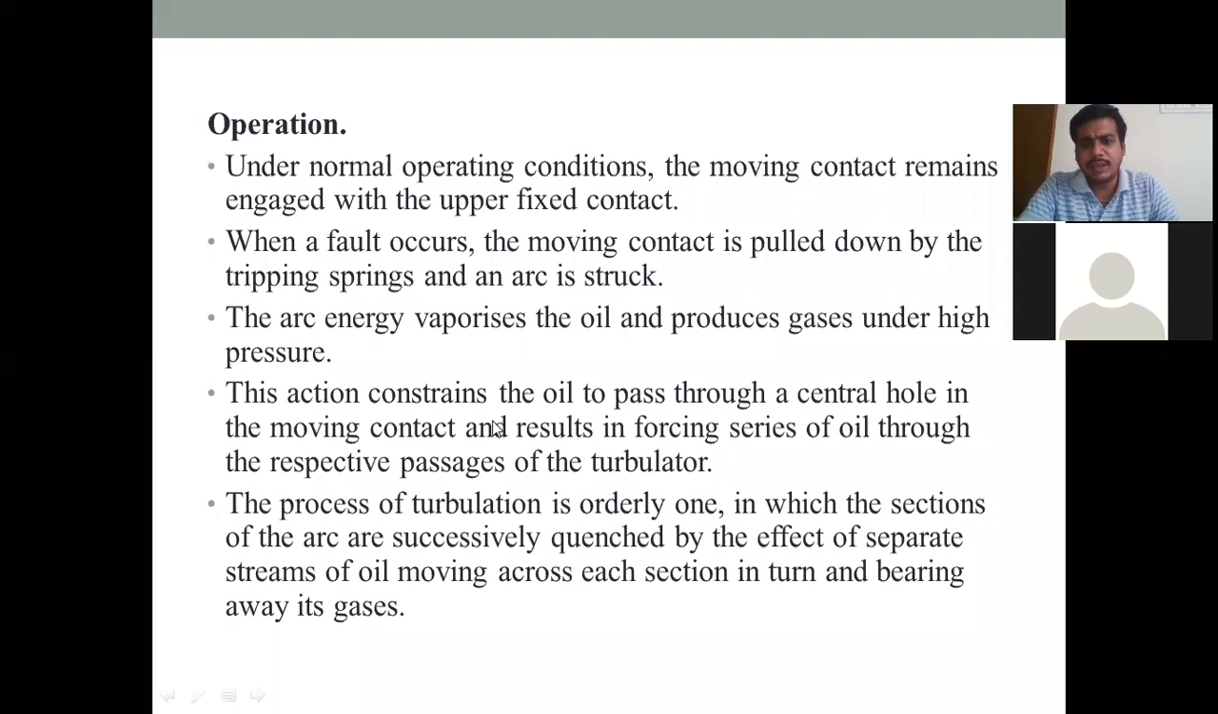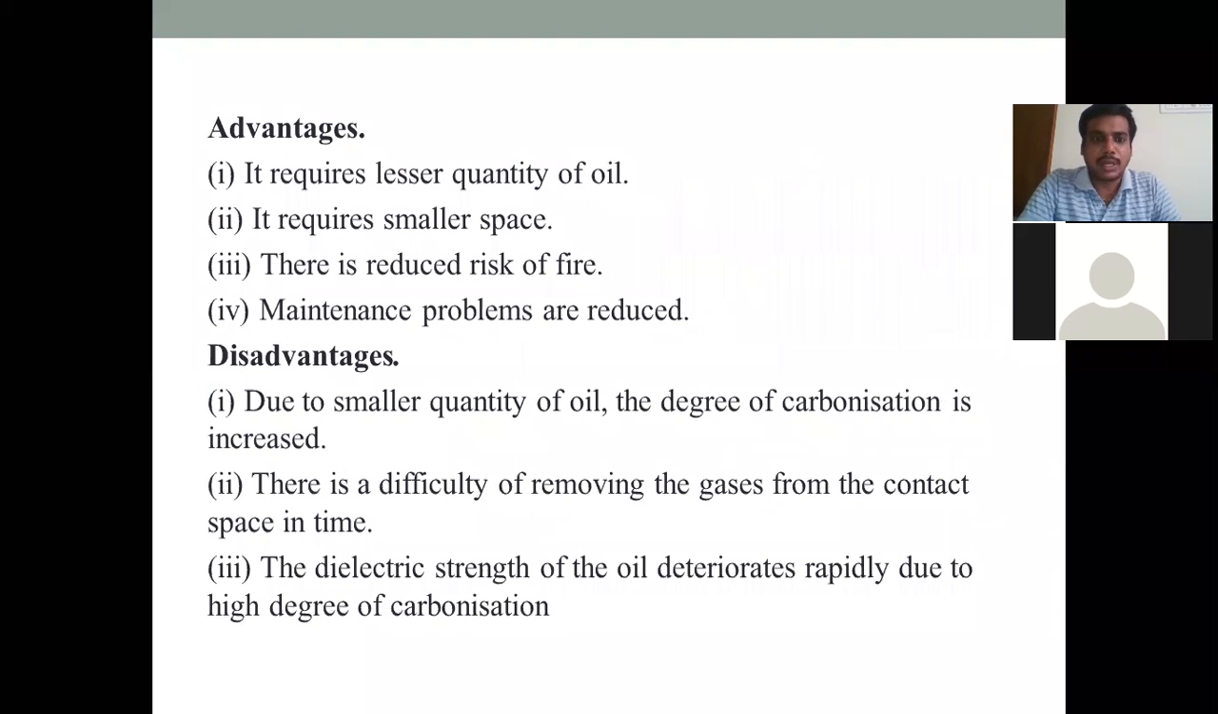With the help of the moving contact, the oil will pass through a hole in the moving contact, forcing the oil through the passage of the turbulator. The remaining process will be done at the top chamber, and now totally our arc is reduced. So what are the advantages?